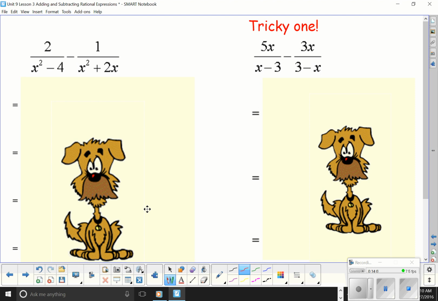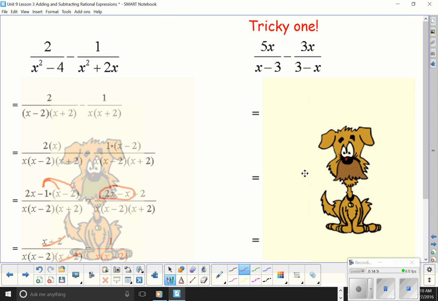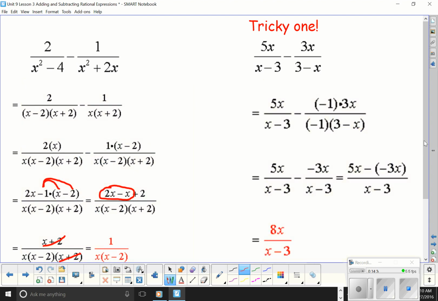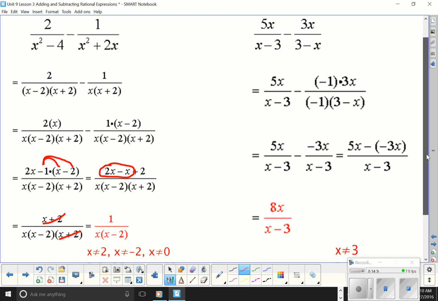Here are two more. Notice these are just like the ones I did with you. On the left, make sure you factor before you decide on your LCD. And on the right, remember, we did the tricky one? This is a tricky one too. Pause the video and try these. Okay. Here are your two answers. Oops, pull them up a little bit.